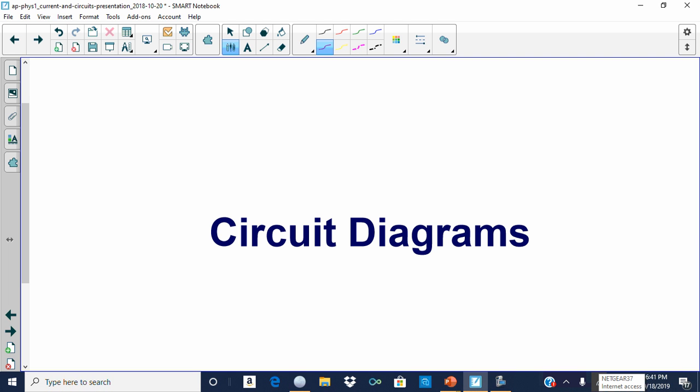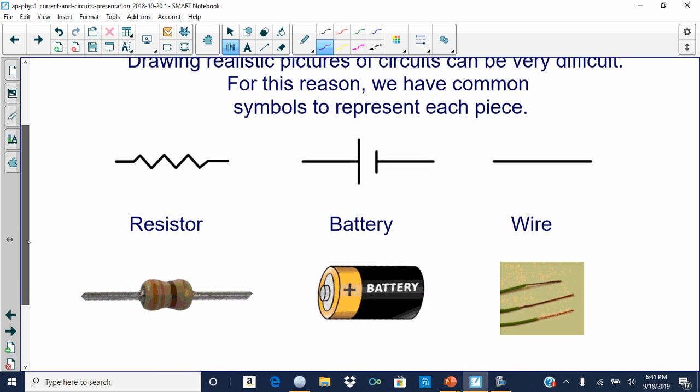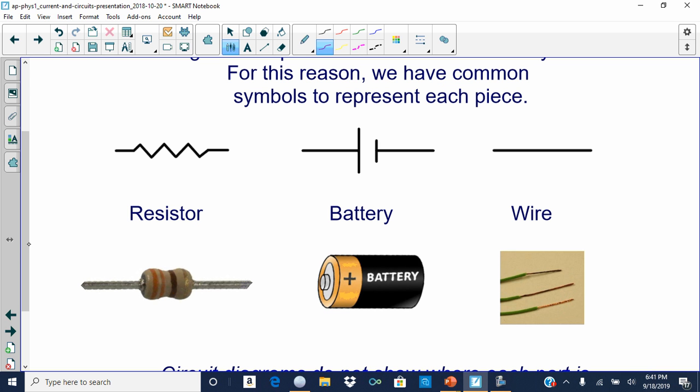In this video, we're going to cover circuit diagrams. Circuit diagrams consist of shorthand symbols that are used to describe different electrical components. So drawing realistic pictures of circuits can be very difficult, and so for this reason we come up with these simplified symbols. So again, we've already covered resistor, so there you can see a resistor.